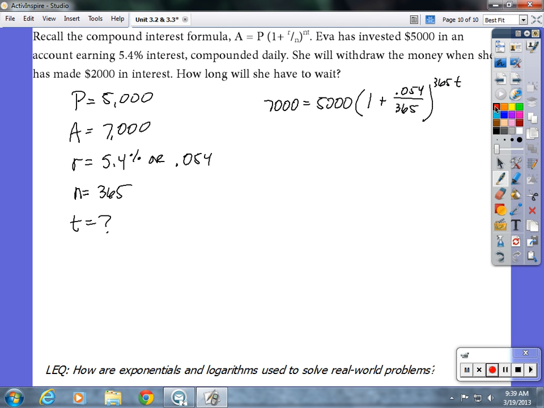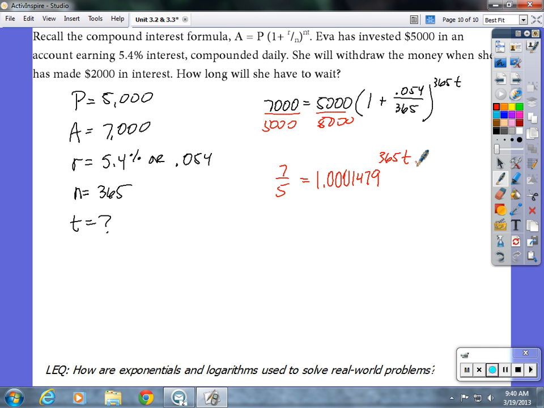So let's start here. We would first divide by 5,000. That will give us 7/5 equaling 1 plus 0.054 divided by 365, and 1 plus this mess here equals 1.0001479 to the 365t power.